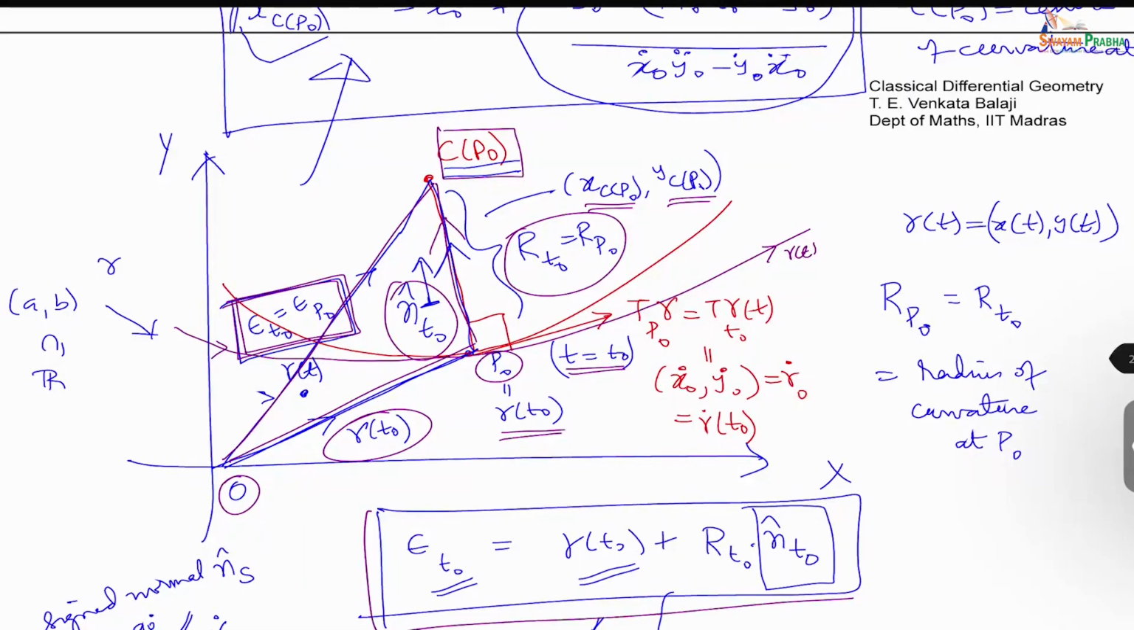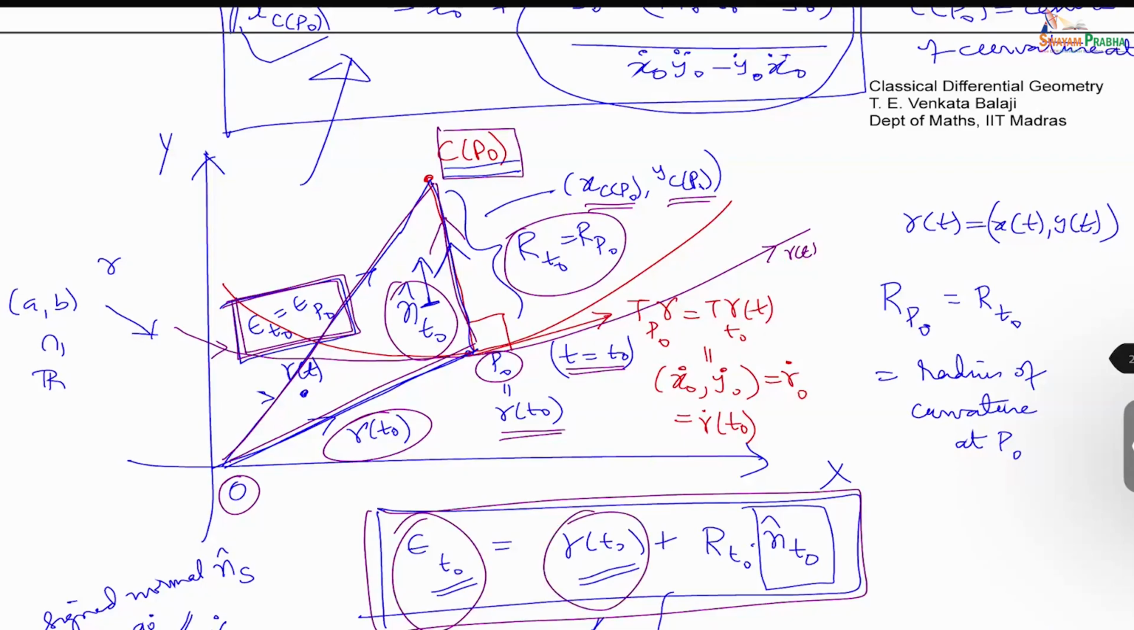normal. The signed normal is, you take the tangent vector, which is already given, you rotate it anti-clockwise by 90 degrees, and whatever direction you get, that should be the direction of the signed normal. Okay, so that is the convention. And then you can write out this diagram, which is addition of vectors, in the following way. Epsilon t naught is gamma vector.